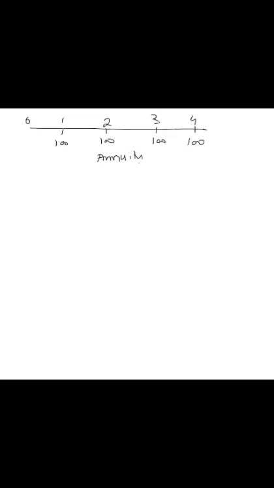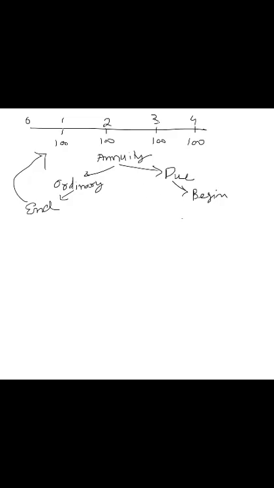Annuity is actually of two types. One is ordinary annuity and the other is annuity due. In case of ordinary annuity, payments are made at the end of the period. In case of annuity due, payments are made at the beginning of the period. So the example which we just saw is an example of ordinary annuity, and in the same timeline, if we say these payments are made in the beginning of the period, it's an example of annuity due.